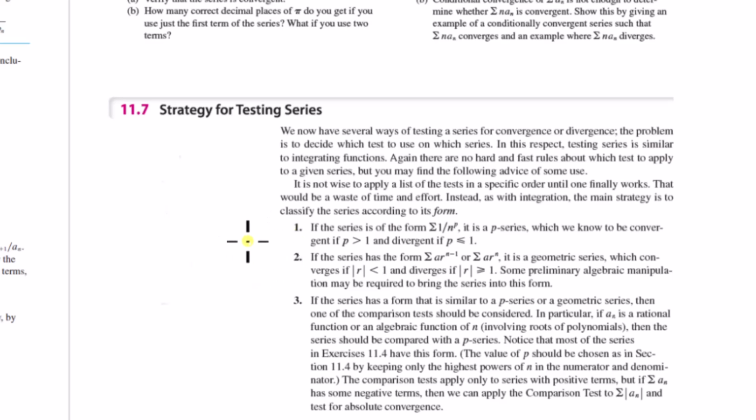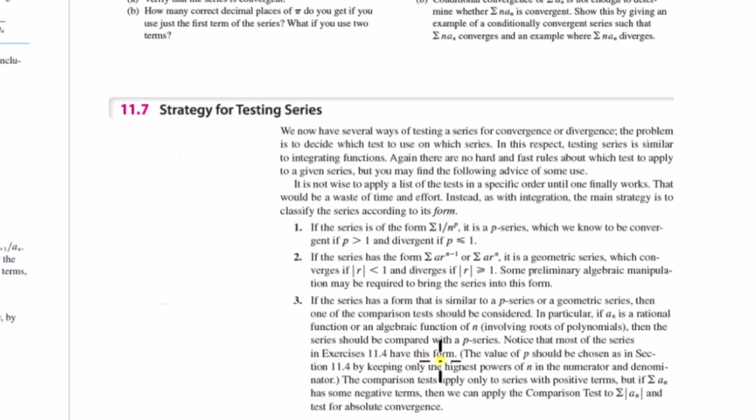With a P series, we don't get the S sub n formula, but we just see that if P is greater than 1, then it's convergent. If P is less than 1, then it's divergent. All right? So the next tip is that if the series has a form that is similar to a P series or a geometric series, then one of the comparison tests should be considered. In particular, if a sub n is a rational function or an algebraic function of n, and what they mean by algebraic function is that it involves roots of polynomials, then the series should be compared with a P series. Notice that most of the series in exercise 11.4 have this form.